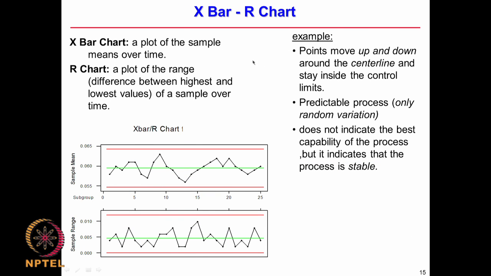So the X bar chart and R chart: X bar is the average, R chart is the range. As the name implies, it is very straightforward. You have the X bar and this is the range. You plot them with plus or minus 3 sigma, points move up and down around the center line and stay inside the control limits. It is a predictable process, only a random variable, it does not indicate the best process, but still it is a stable process.